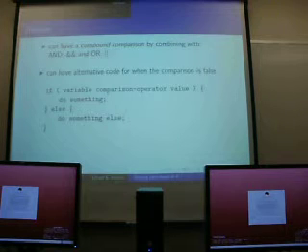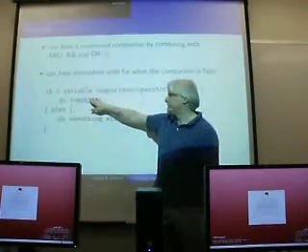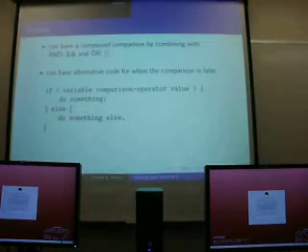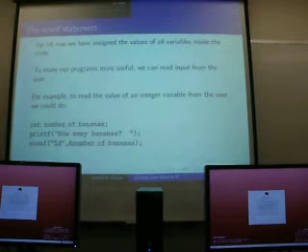So another one is that you can also have alternative code when the comparison is false. So you can do if blah is true, do something, else do something else. And that way you can make sure that you always do one or the other no matter what, which is often a very important thing to be able to do in code. So that's the if statement.